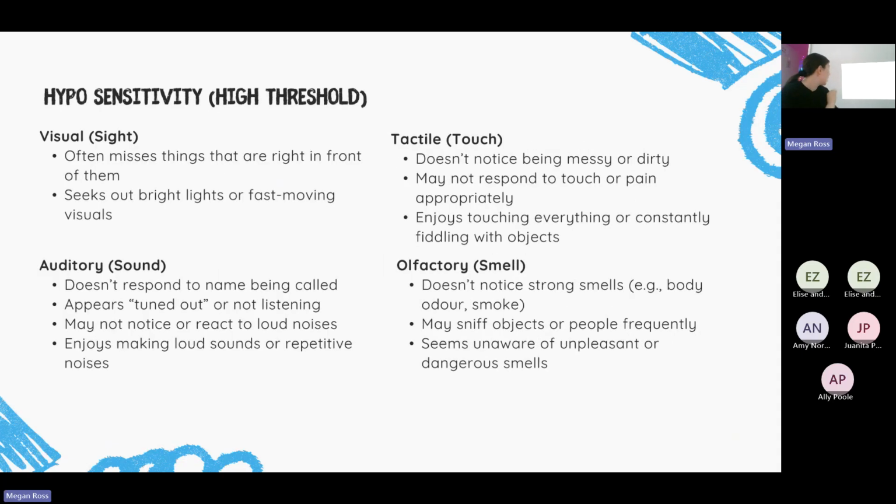Then the other end, hyposensitivity, so having a high threshold or a big sensory cup for visual information. So maybe often missing things that are right in front of them. We need more of this visual information to notice what's going on, so we might be missing stuff. Seeking out bright lights or fast-moving visuals, seeking that visual information. Auditory: doesn't respond to the name being called, appears tuned out or like they're not really listening, may not notice or react to loud noises, and enjoys making loud sounds or repetitive noises.